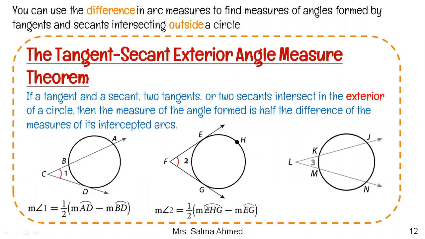Or if I have two secants that meet at a point L, which is outside, external, and I need to find the measure of angle L or angle 3, which is exterior, it will be the same. I'm going to use the same theorem, which is half the biggest arc minus the smaller arc. So it will be half times the measure of arc JN minus the measure of arc KM.